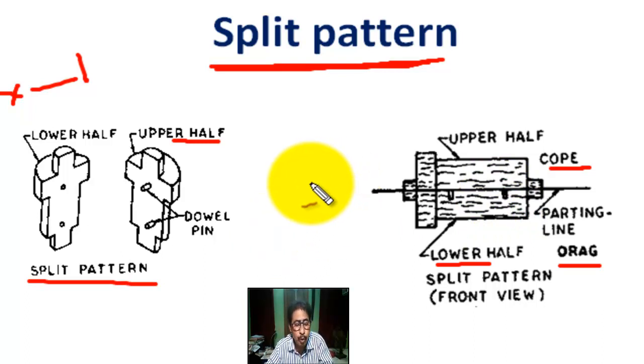Normally, a split pattern is made of two halves. One half is placed in the drag, the bottom of the box, and the other half in the cope. This is the top box.